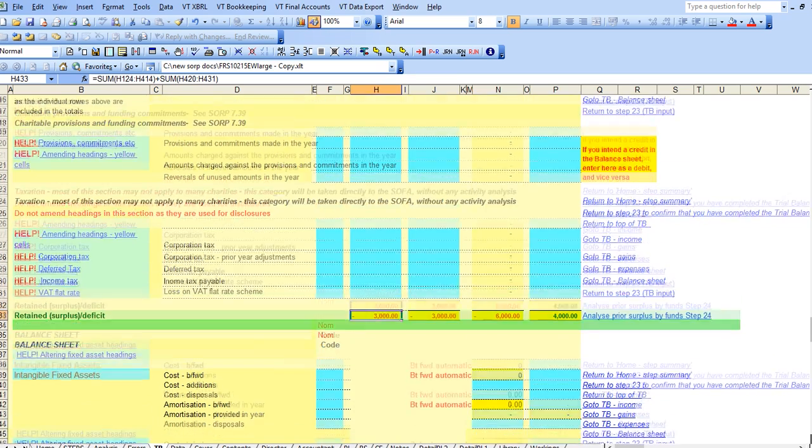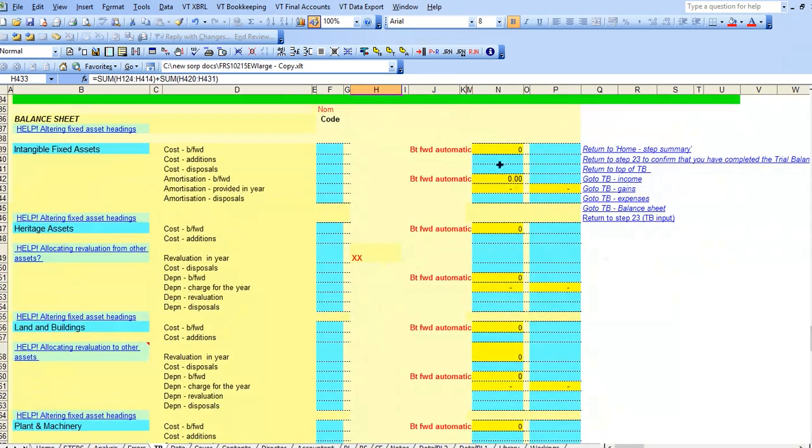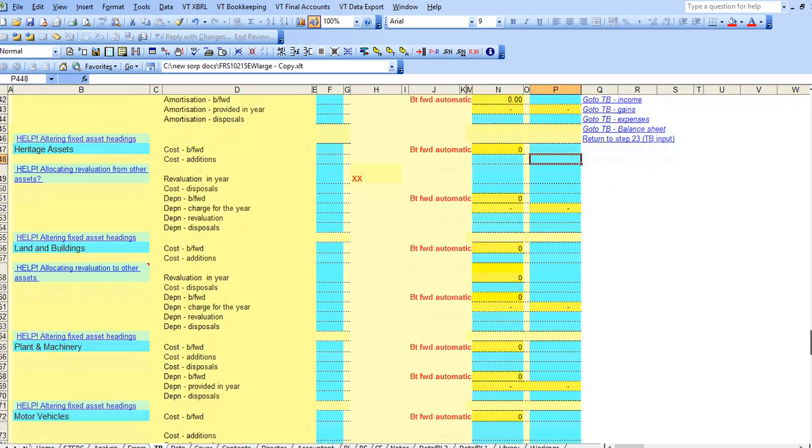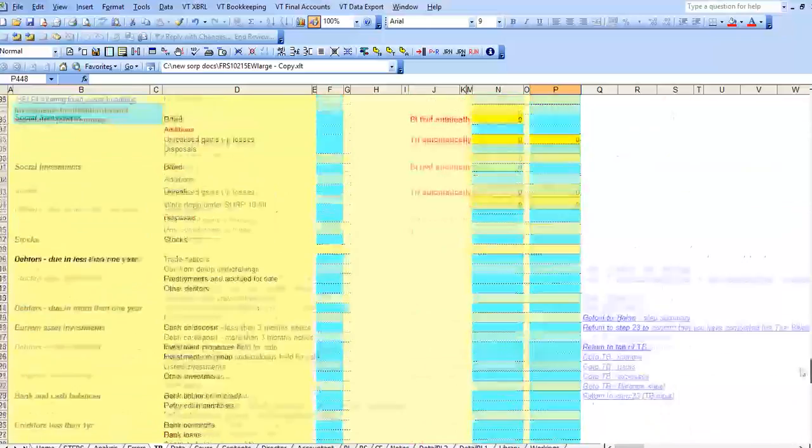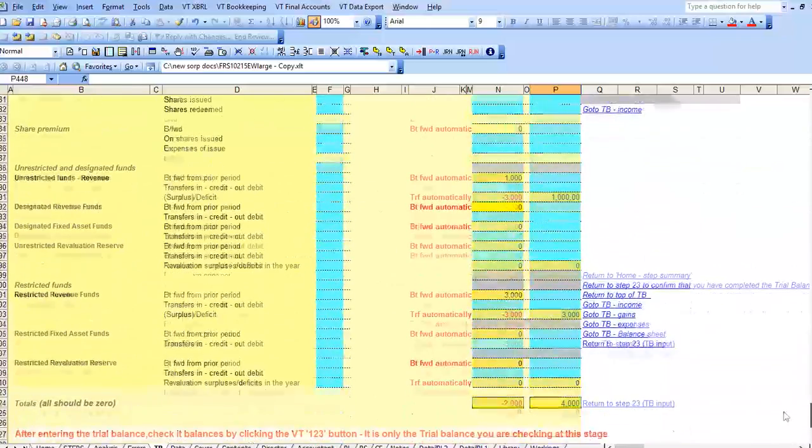In the balance sheet section of the trial balance, you will add the figures that are disclosed here, additions to fixed assets. Some of these figures are balancing figures to entries that you've already made in the income section of the trial balance, or are balancing figures to the prior year figures. So, for example, the prior figure for heritage assets was 2,000. That would be carried forward into this year as 2,000. So you only enter data into the blue cells. And you've got all the categories of assets and funds there.